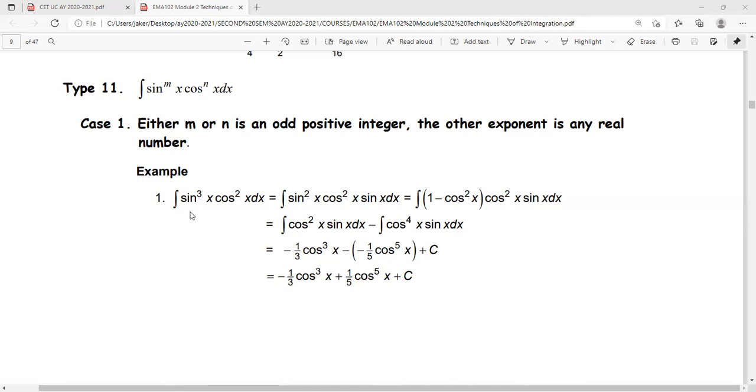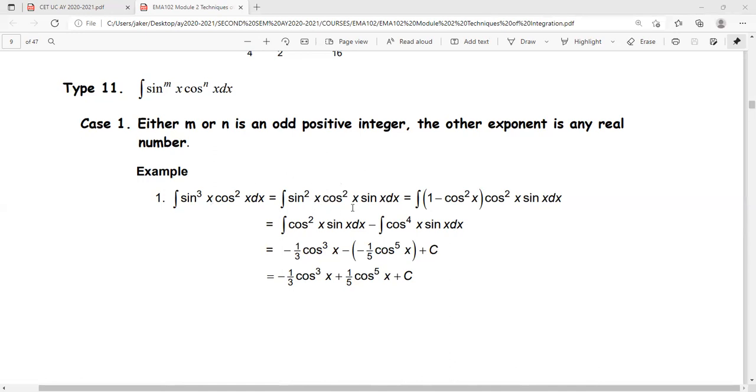That way it can be multiplied to the other function that is raised to a real number exponent, in the case of the cosine squared in here. So set aside one function from the function that is raised to an odd positive exponent, convert the remaining even exponent function to the equivalent of the other function which is raised to any real number exponent.